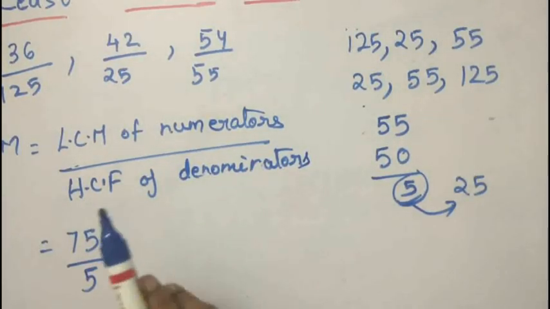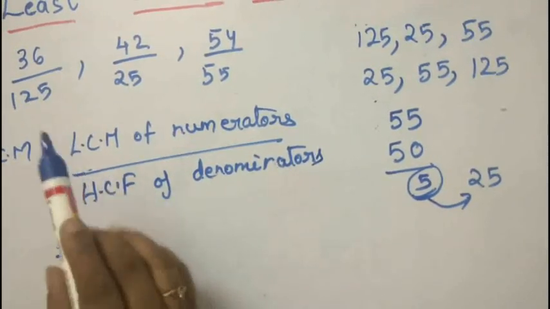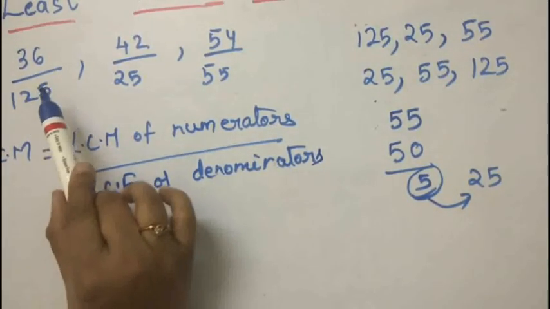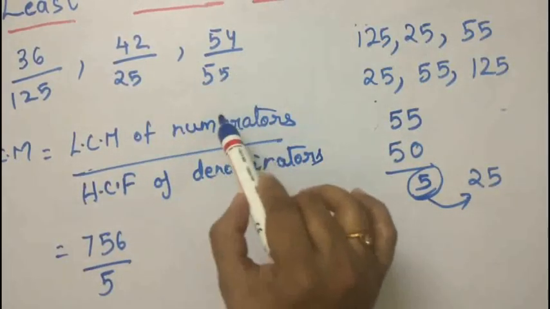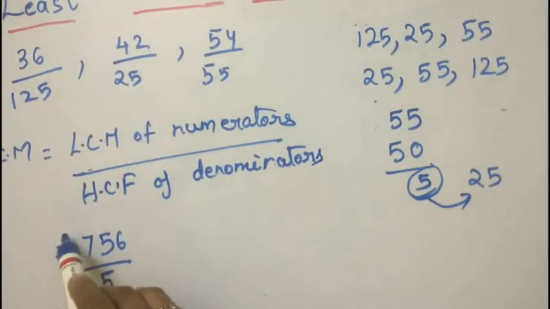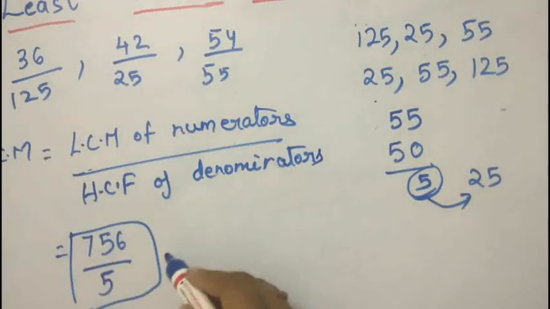So the final LCM for the fractions 36 by 125, 42 by 25, 54 by 55 is 756 by 5. This is the LCM.